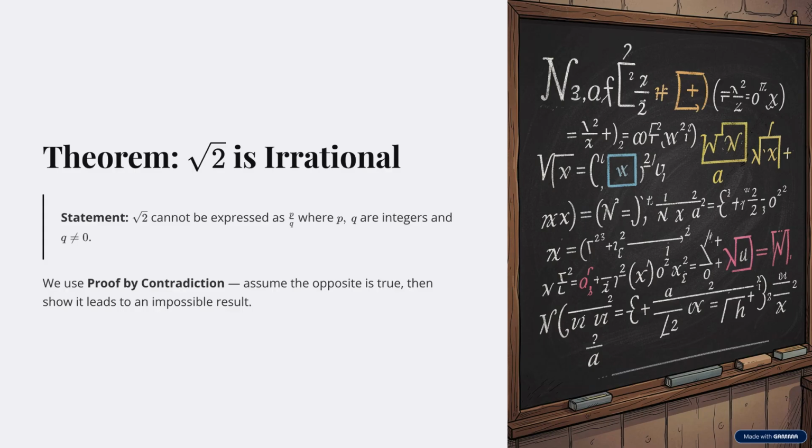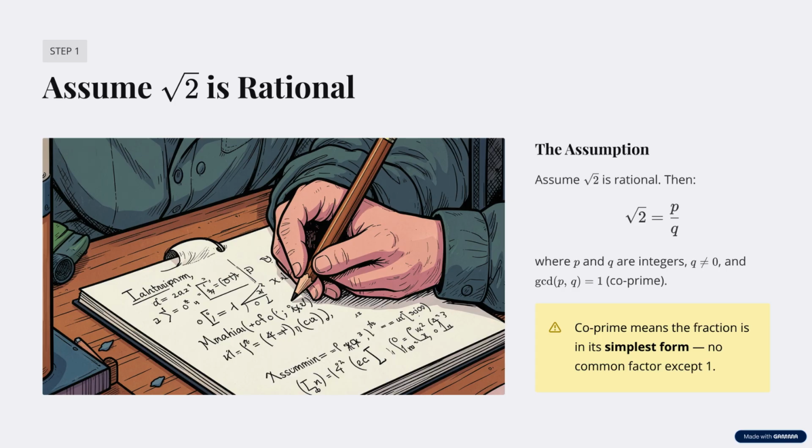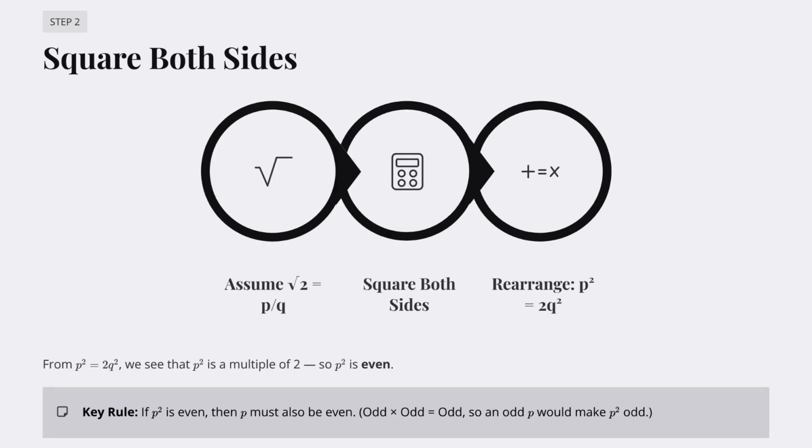Now let's prove that root 2 is irrational. We'll use the method of contradiction. Assume that root 2 is rational. Then we can write it as p by q, where p and q have no common factors other than 1. Root 2 equals p by q. Squaring both sides gives us 2 equals p squared by q squared. Multiplying both sides by q squared gives p squared equals 2q squared.